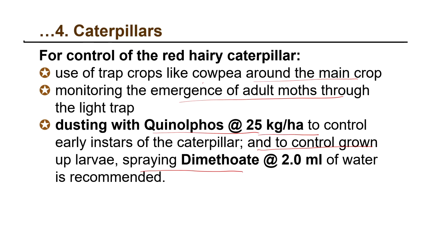This dimethoate is actually Rogor. The rate of application is 2 ml per liter of water, and one can make about 500 liter solution and spray in 1 hectare area.